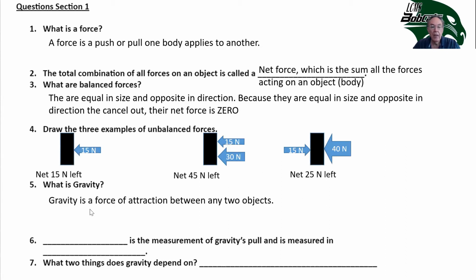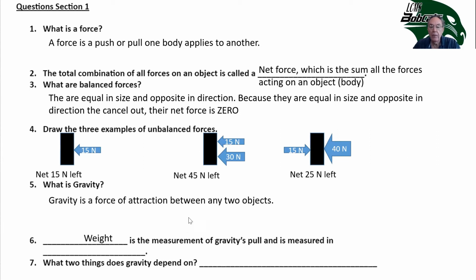What is gravity? Gravity is a force of attraction between any two objects. So everything that is an object has mass, so all objects have a force of attraction between them. But it depends on the amount of mass. So most things, because their mass is so small compared to the Earth, their force of attraction is tiny.